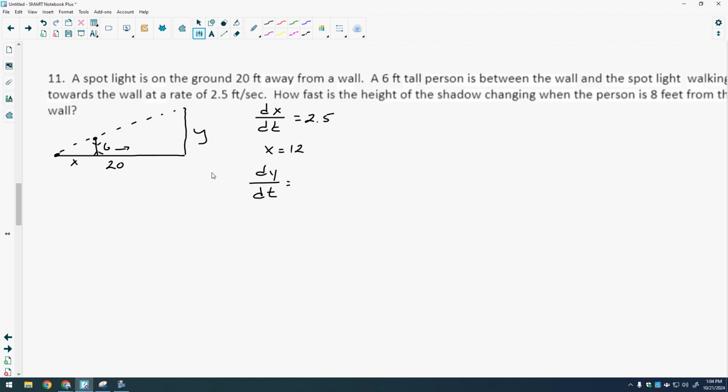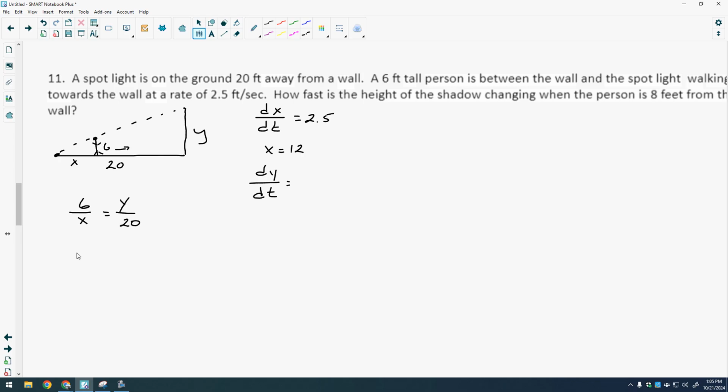So looking at similar triangles, I have this triangle here, and this triangle here. That is my relationship between X and Y. So I know that the ratio of the height of the person to the base of the little triangle is equal to the height of the shadow versus the base of the big triangle. We could find the derivative right now. We could do a whole bunch of stuff. I'm going to solve this thing for y, just because I think it would make it easier.